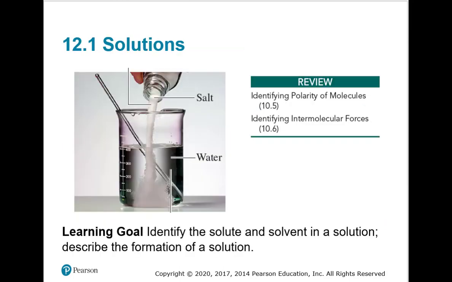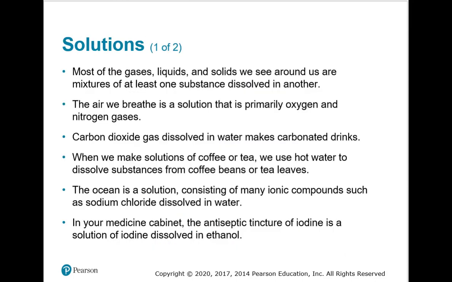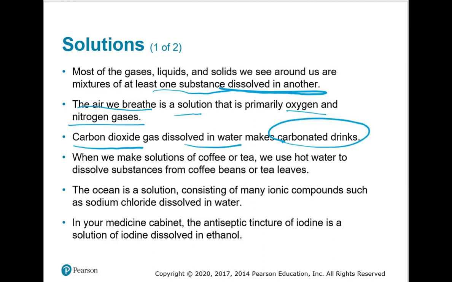The first section in this chapter is about solutions. You'll be able to identify the solute and solvent in a solution and describe the formation of a solution. Most of the gases, liquids, and solids we see around us are mixtures of at least one substance dissolved in another. The air we breathe is a solution that is primarily oxygen and nitrogen gases. Carbon dioxide gas dissolved in water makes carbonated drinks. When we make solutions of coffee or tea, especially tea for me, we use hot water to dissolve substances from coffee beans or tea leaves.